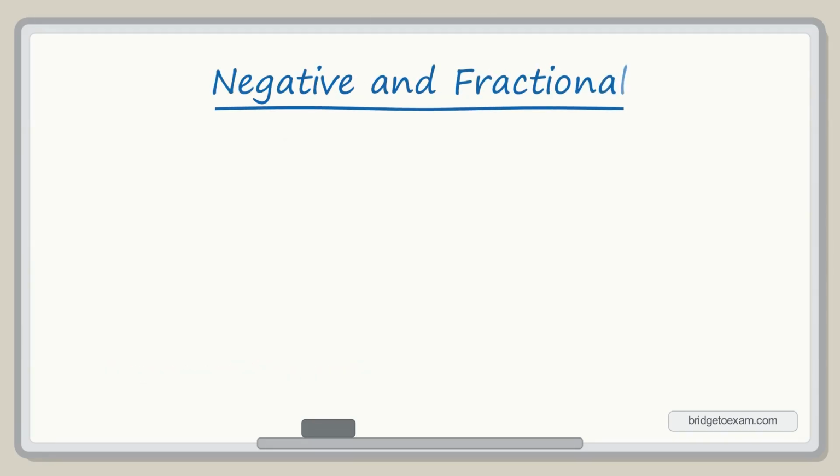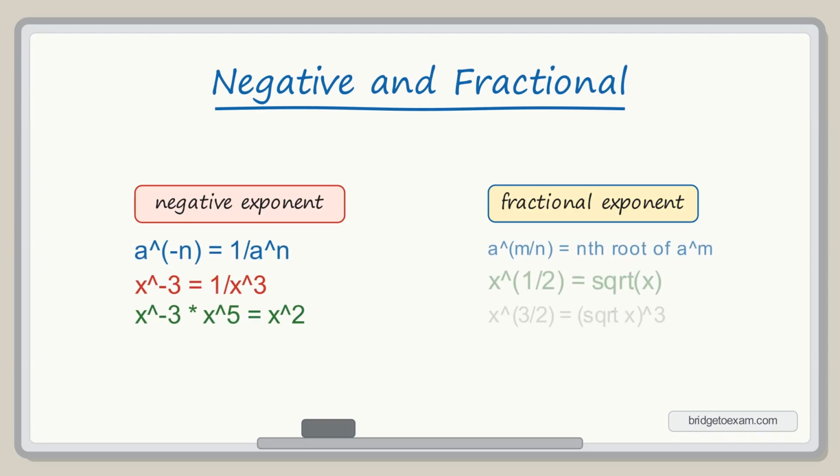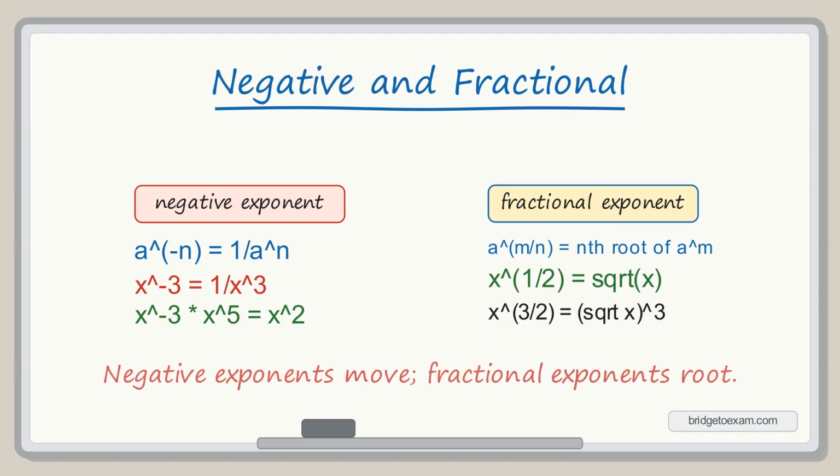Negative exponents mean reciprocal. Fractional exponents mean roots. 1/2 is a square root, 1/3 is a cube root, and 3/2 is a square root with a third power.